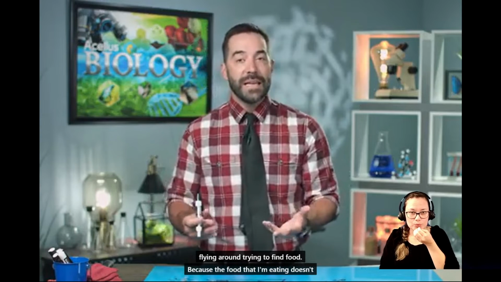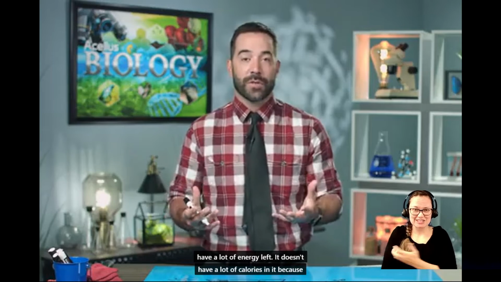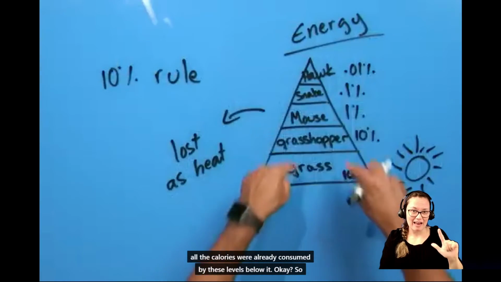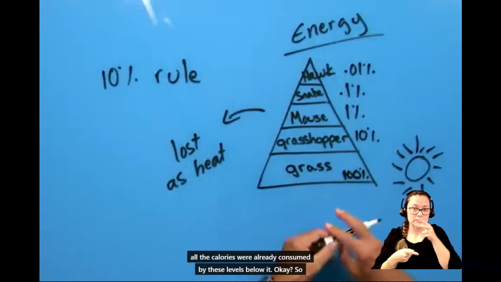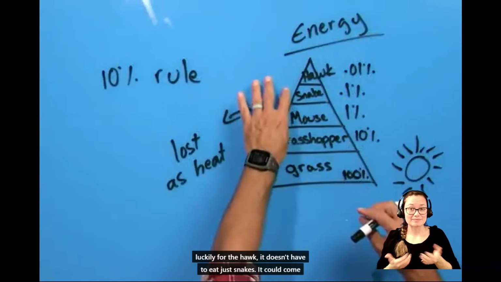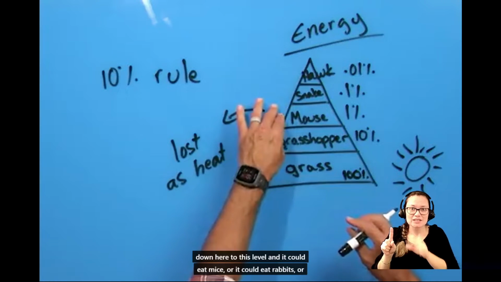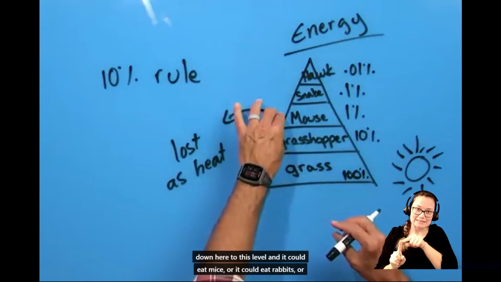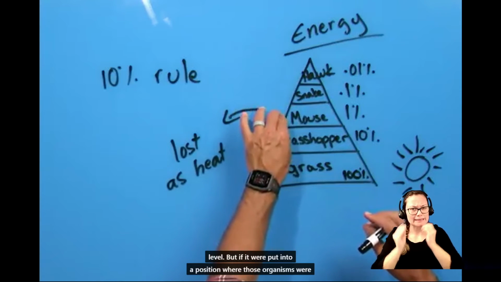Because the food that I'm eating doesn't have a lot of energy left. It doesn't have a lot of calories in it because all the calories were already consumed by these levels below it. Okay, so luckily for the hawk, it doesn't have to eat just snakes. It could come down here to this level and it could eat mice, or it could eat rabbits, or it could eat squirrels, or those types of things. So it could eat from a different level.